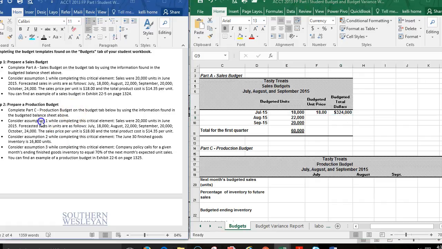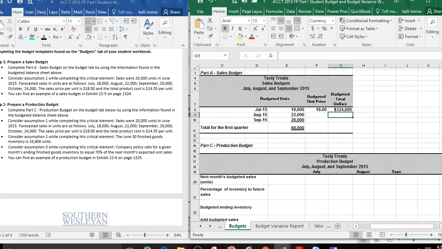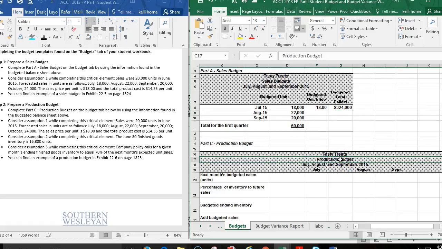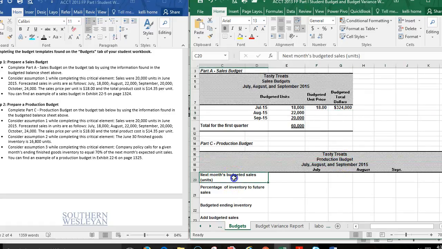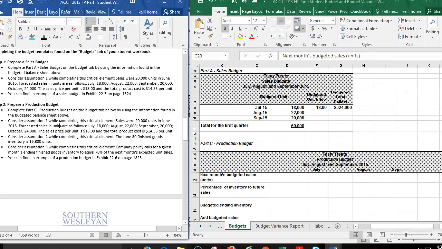In step 2, it says complete Part C production budget on the budget tab by using the information found in the balance sheet. So if we move over here to the Excel spreadsheet, we have our Part C Tasty Treats production budget. On the very first line, it tells us that we need to input the next month's budgeted sales in units. You also see, looking back at the instructions, that again we have to consider Assumption 1, which gave us a lot of information about ending sales units in June and forecasted sales units for the next quarter.